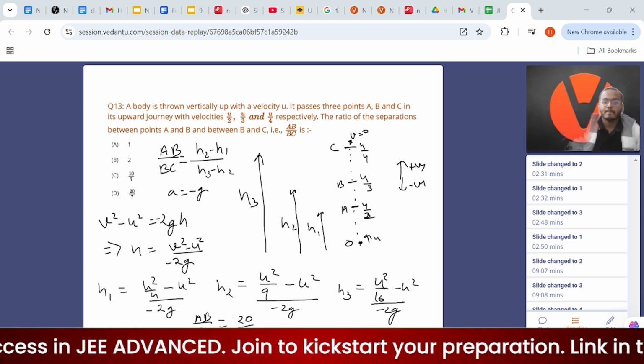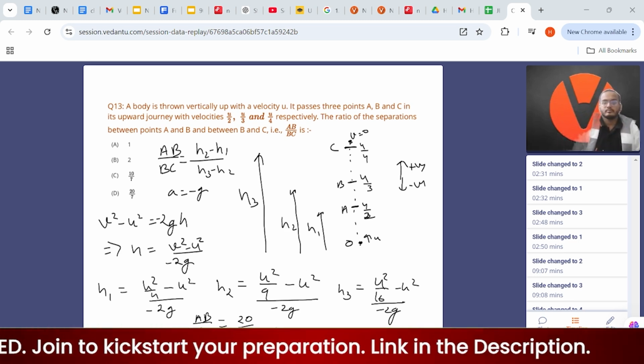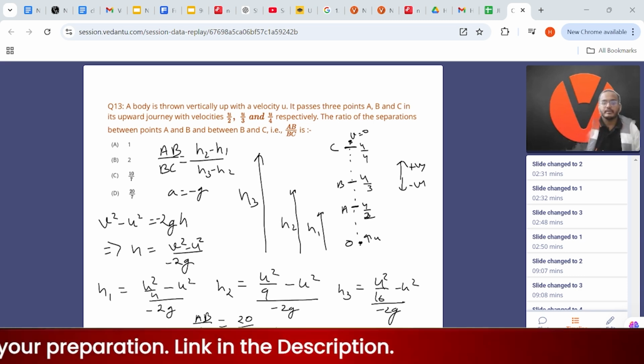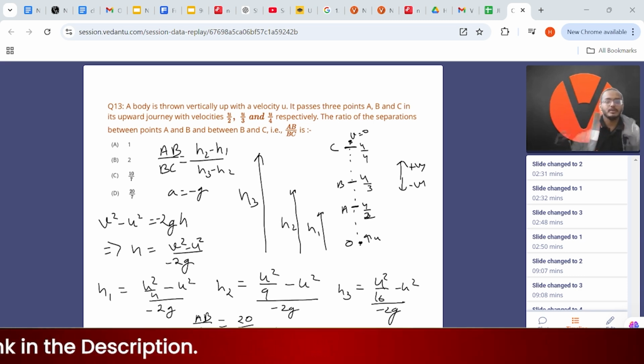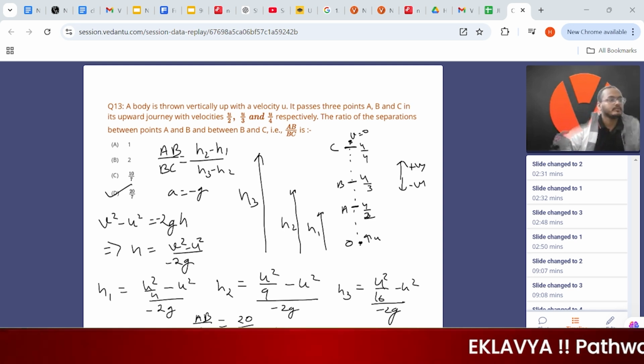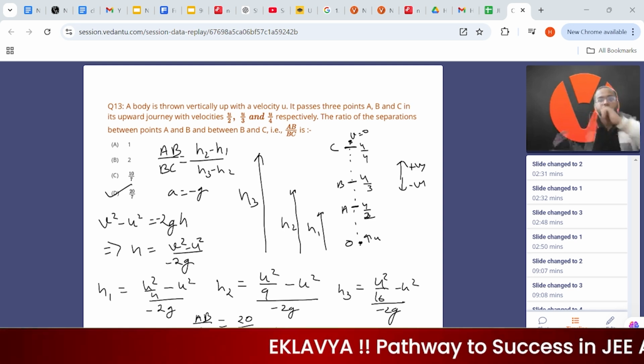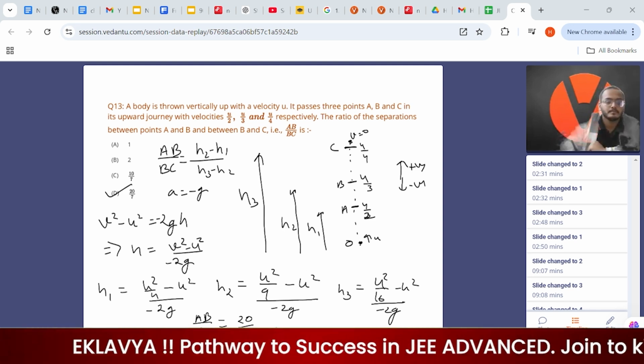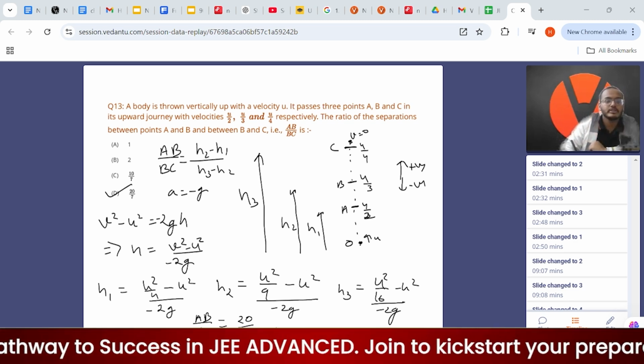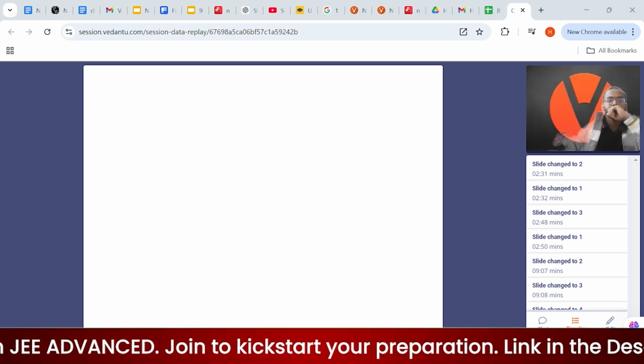Then you will find the values here. Then your answer 20 by 7 is option D. These are very small calculations, can be done easily.